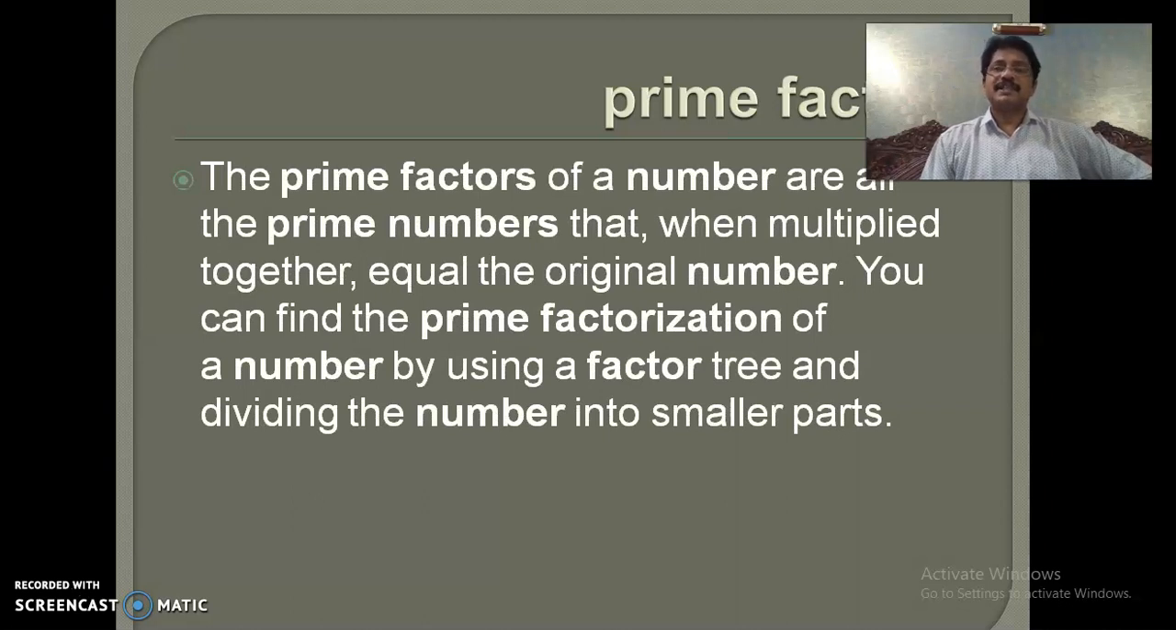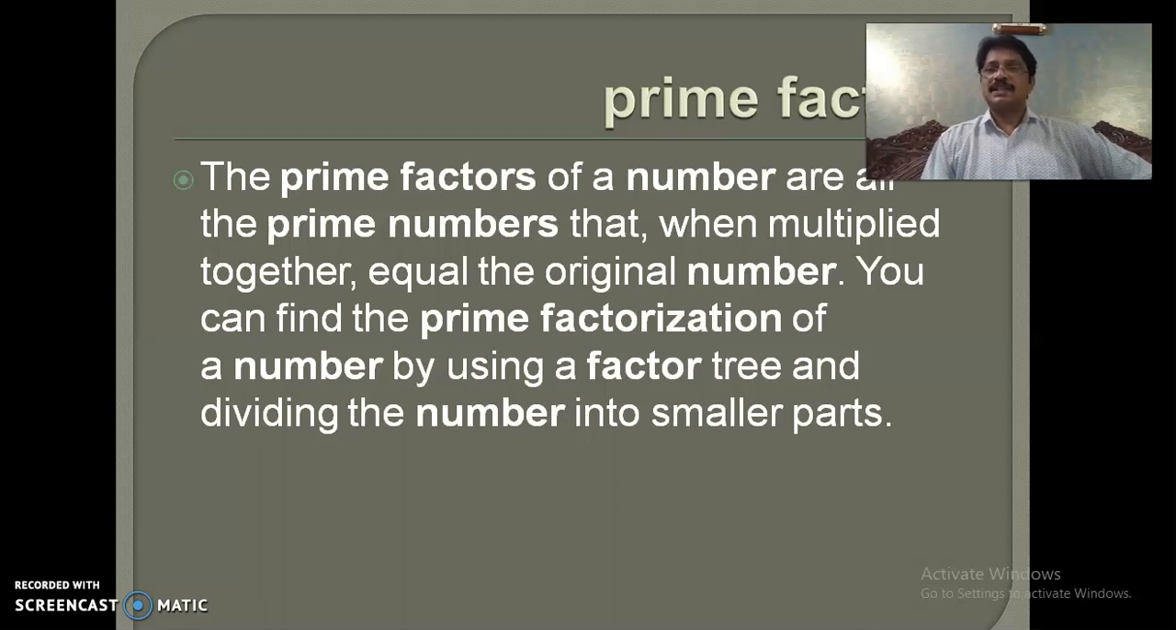Here, what is a prime factor? The prime factors of a number are all the numbers that, when multiplied together, equal the original number. You can find the prime factorization of a number by using a factor tree and dividing the number into small parts.